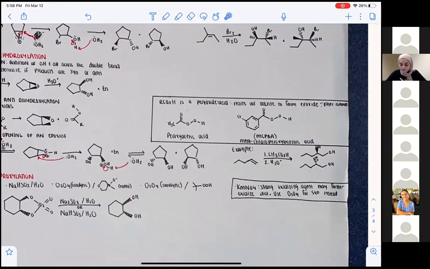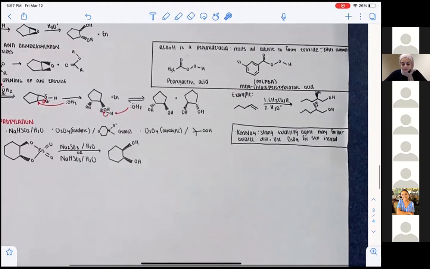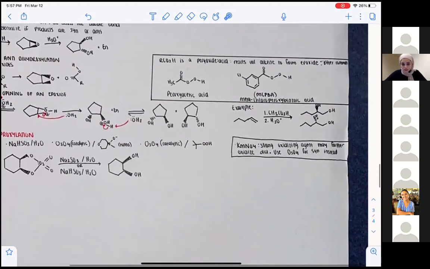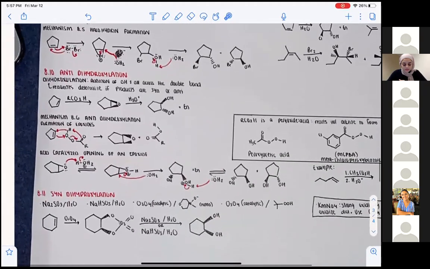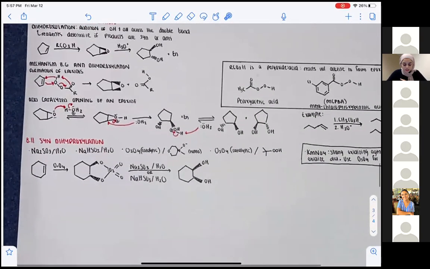RCO3H reacts with alkenes to form epoxides. Like I said earlier, different reagents can do the same thing. So MCPBA and peroxyacetic acid also do the same thing. Then we have syn dihydroxylation, because that was anti-dihydroxylation. We have a lot of different reagents that can do the same thing.